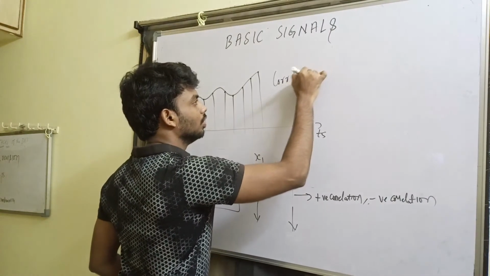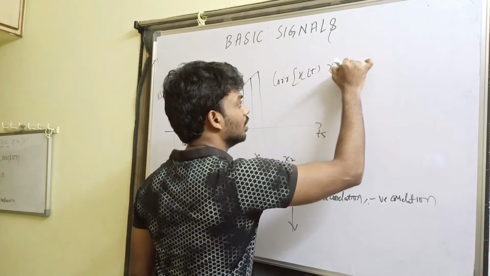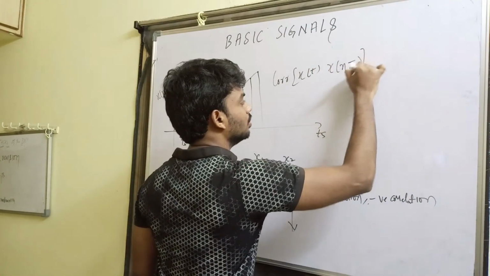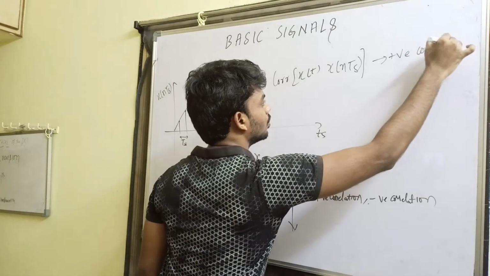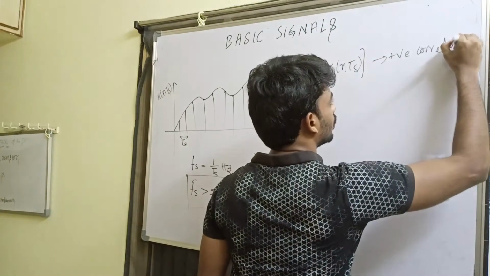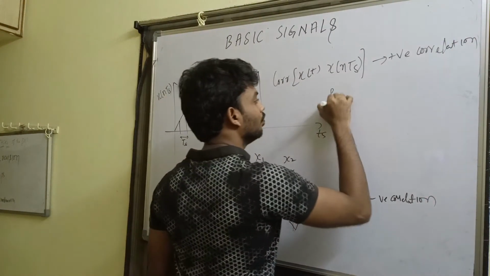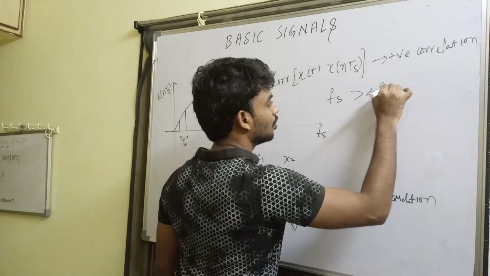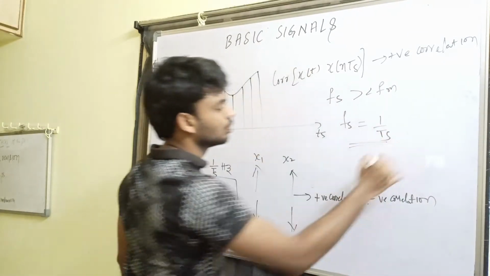So the correlation of x of t, which is a continuous time signal, and the sampled version x of nTs, is a positive correlation. Okay. Given that, what is the prerequisite? This is very important: given that fs is greater than 2fn. Alright. What is fs? fs equals 1 by Ts.